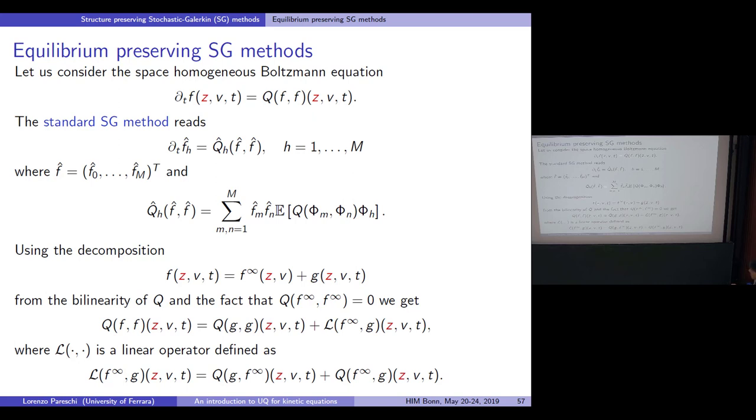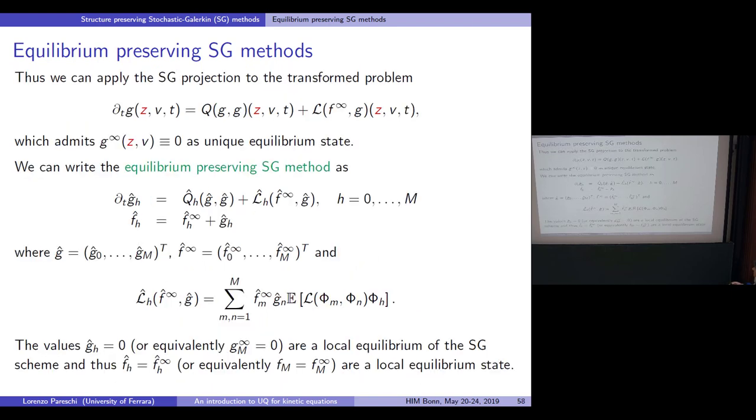Now why is this expansion interesting for us? Because now the idea is to apply the stochastic Galerkin projection to the perturbation, to the equation satisfied by the perturbation, which is written down here. Of course, because the perturbation is the difference between f and its equilibrium, the steady state of the perturbation now is zero, and the nice thing is that zero lives in our space of orthogonal polynomials, whereas in general, our equilibrium state doesn't live in the space of orthogonal polynomials. That's the point, which means that it can be represented exactly.